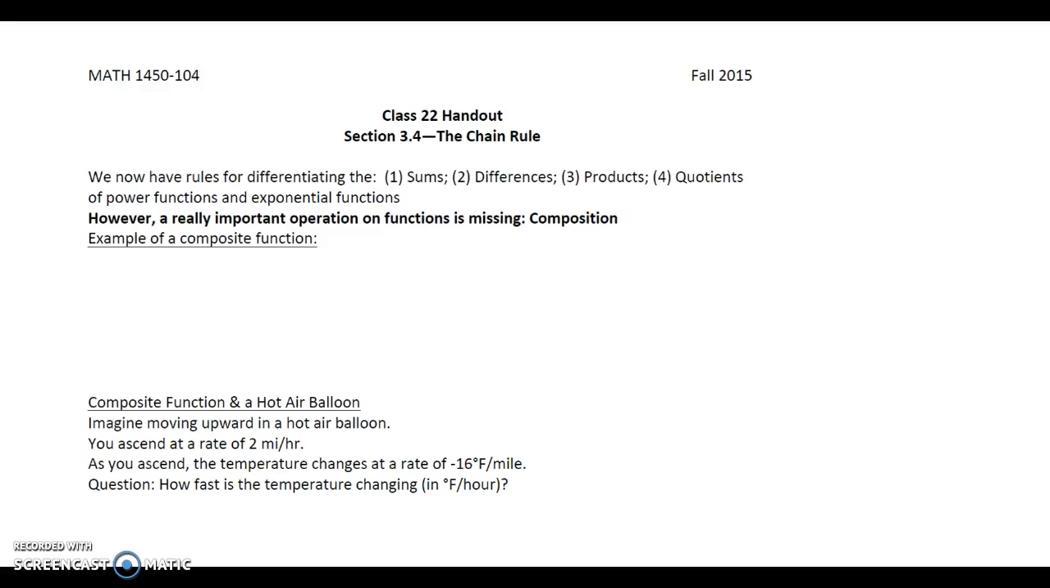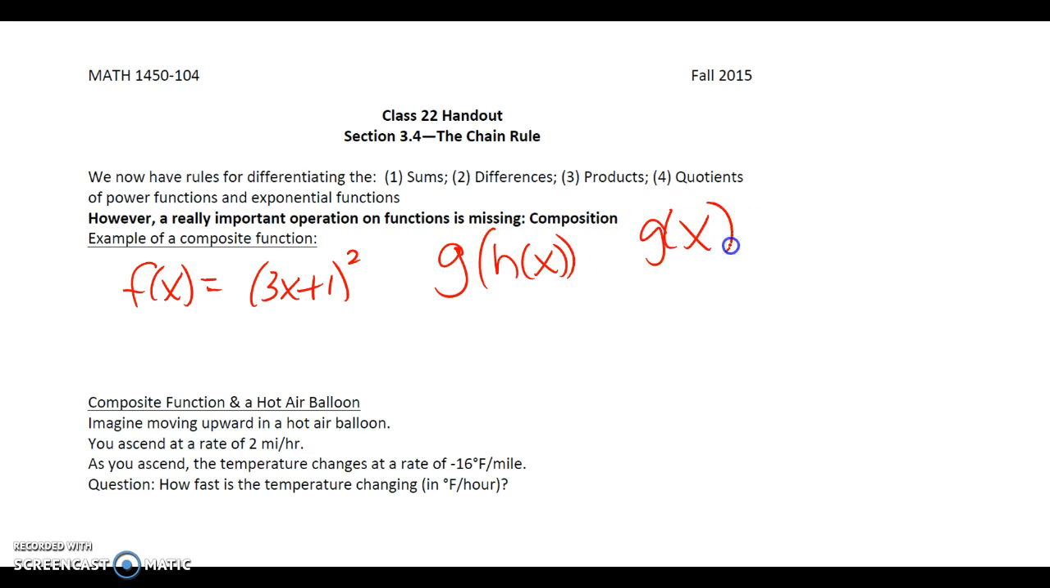Okay, for the chain rule, what he's going over in this first part is that the chain rule is like a composite function. For instance, let's say we had a function f of x equals (3x plus 1) squared. Well, really, this could be written as a composite function. Have you ever seen it like this? We're going to call it g of h of x, where g of x is x squared and h of x is 3x plus 1.